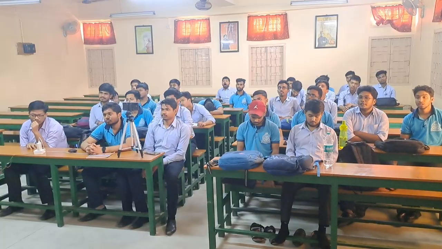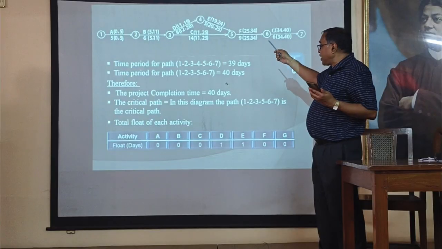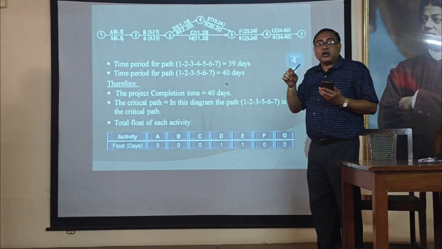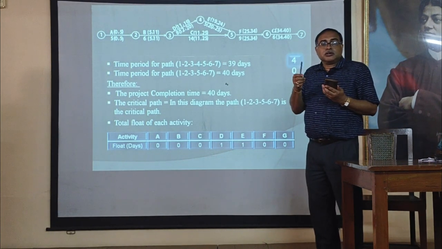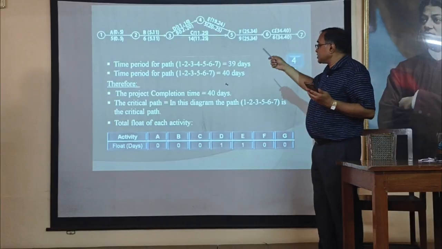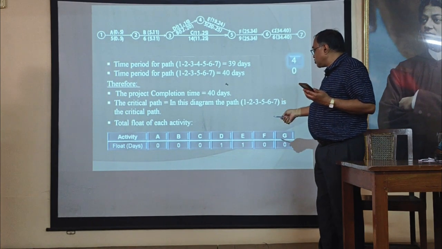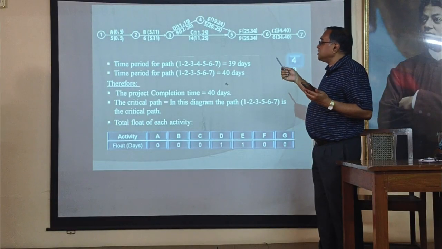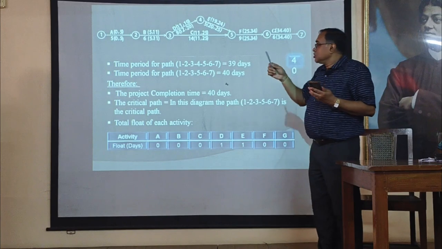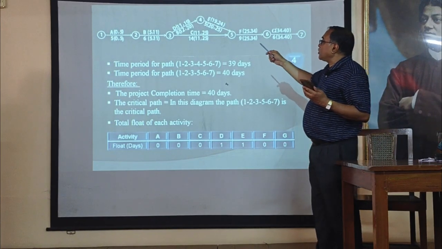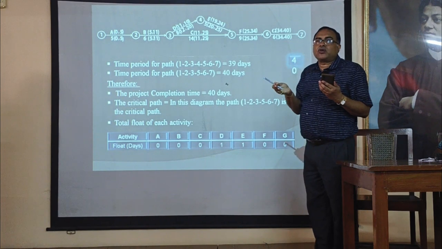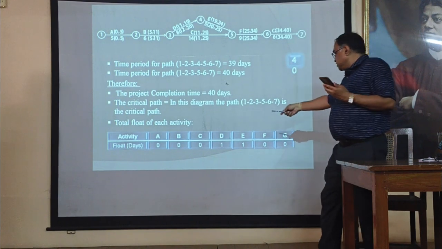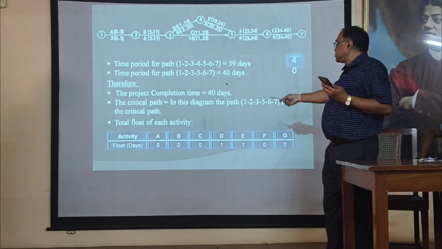For D activity, again, what is the value of float for D activity? Very good. 12 minus 11 is equal to 1. How can it be calculated? We can calculate our float for D activity by 12 minus 11 is equal to 1, or 20 minus 19 is equal to 1. This is the float of D activity.